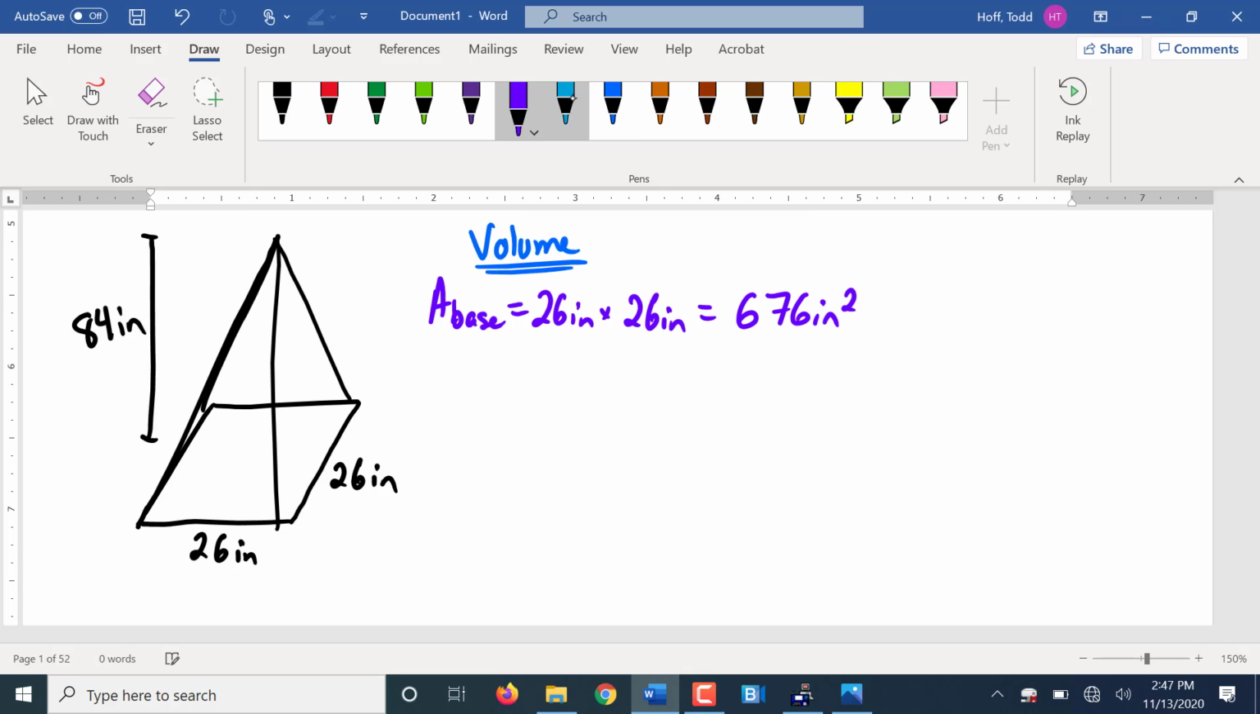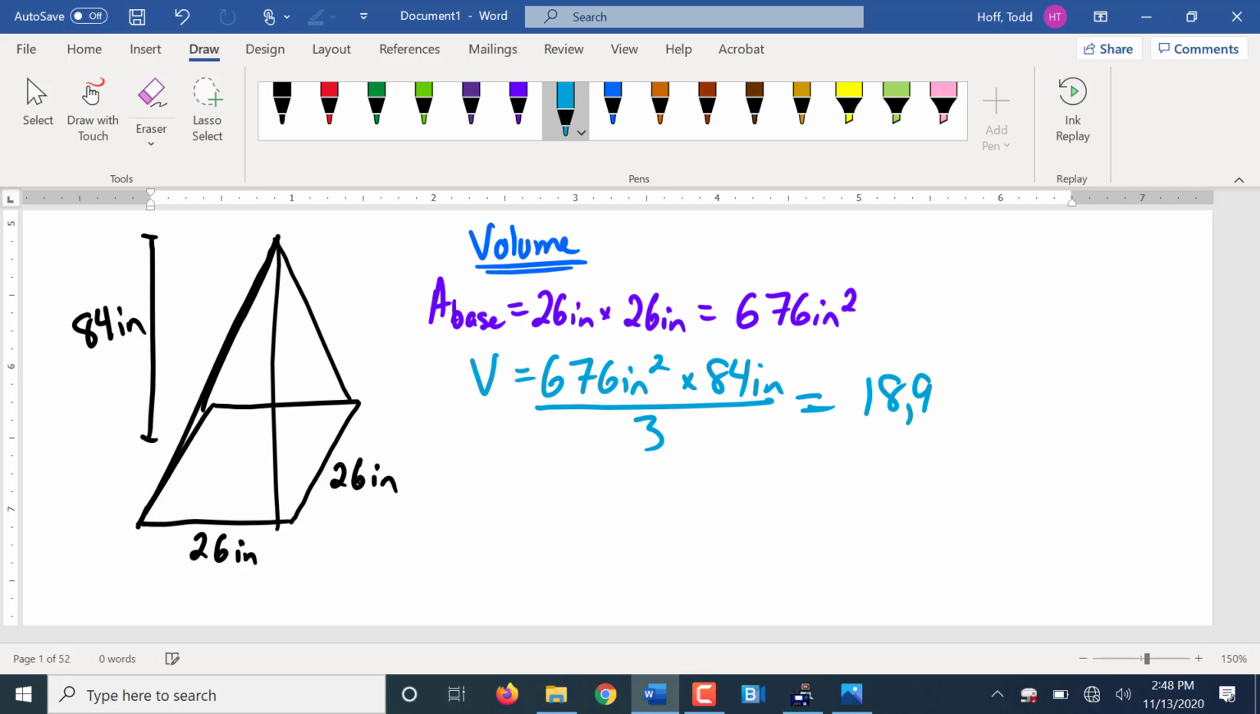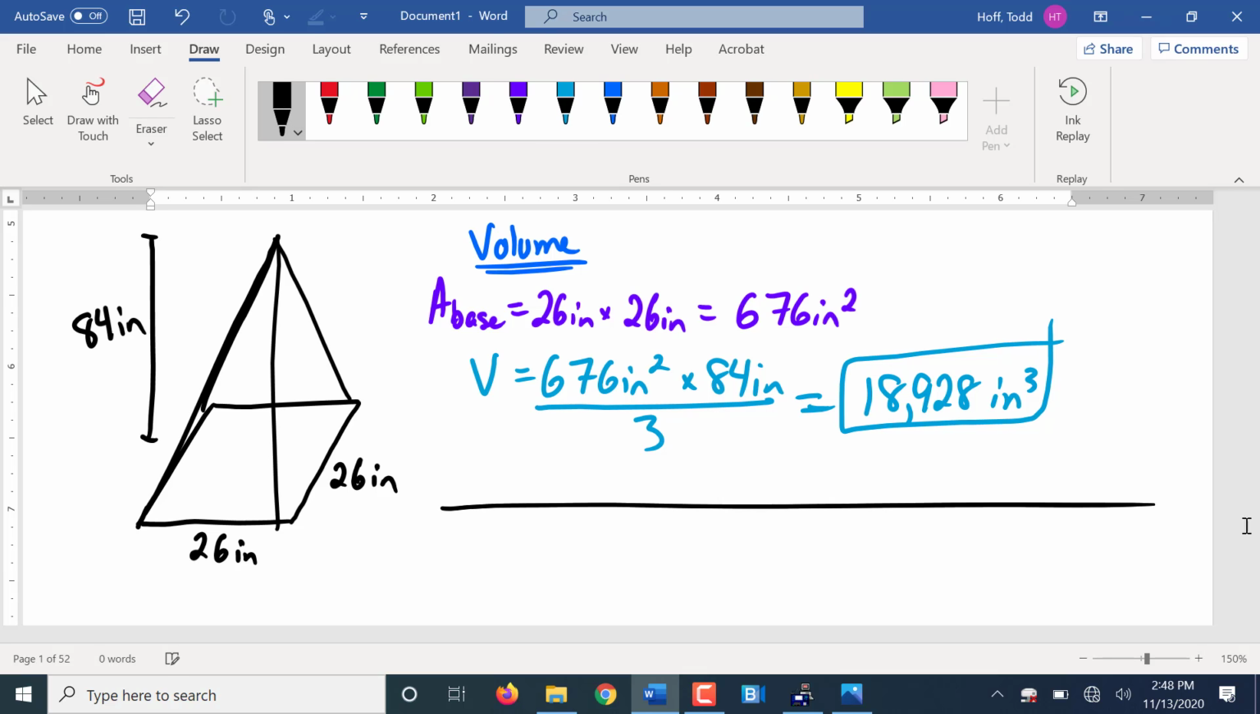And then for volume, times 84, and then divided by 3 because it's a pyramid, right? So what's that come out to be? Is it 18,928 cubic inches? Any questions on that? So the key to remember is because it's a pyramid, because it comes to a point, we have to divide by 3.